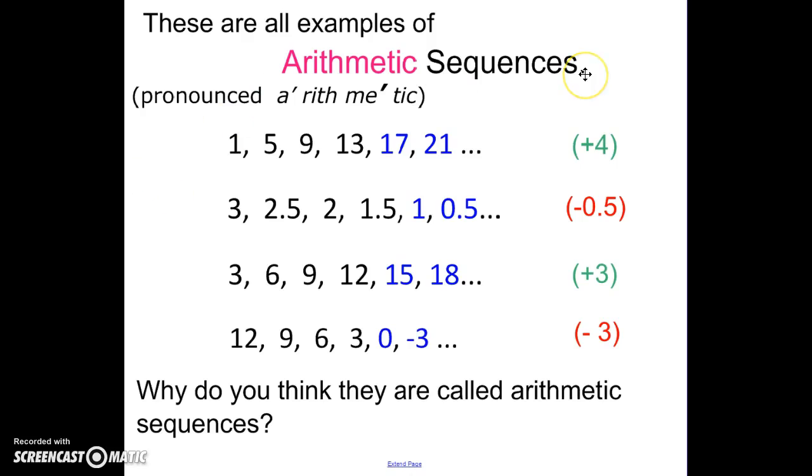This lesson is about arithmetic sequences. That's how you pronounce it, arithmetic. And these four are all examples of arithmetic sequences.